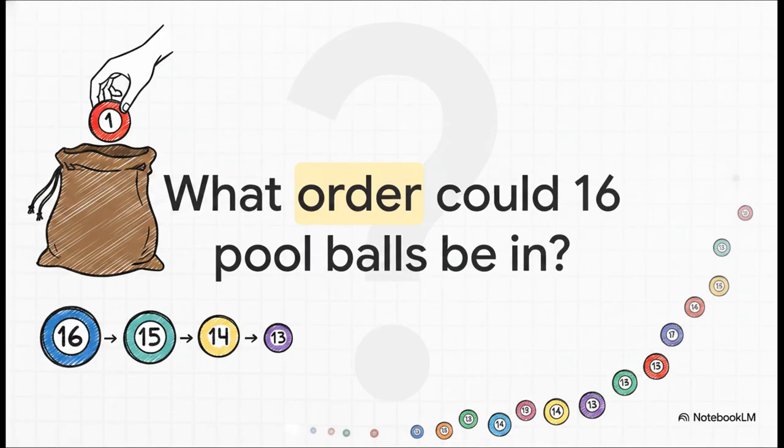But let's see how this shifts when we are not allowed to repeat items. Imagine you have a standard set of 16 pool balls. If you draw one ball out of a bag, you have 16 possibilities. But for your second draw, well, that first ball's already gone. Now you only have 15 possibilities, then 14, then 13. Without repetition, our available choices literally shrink every single time we make a selection.